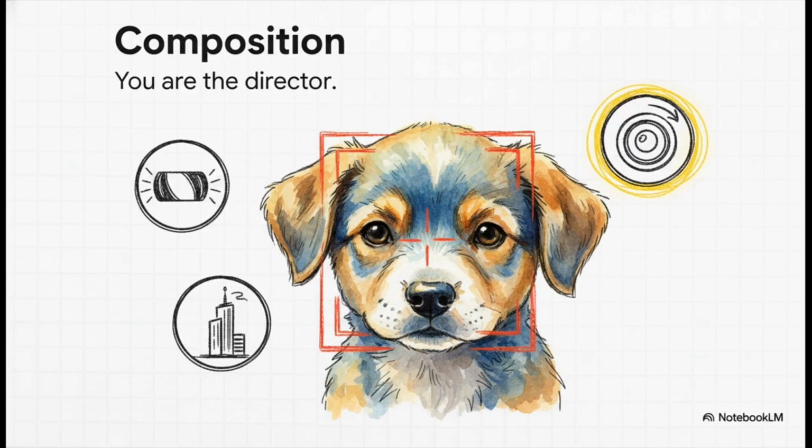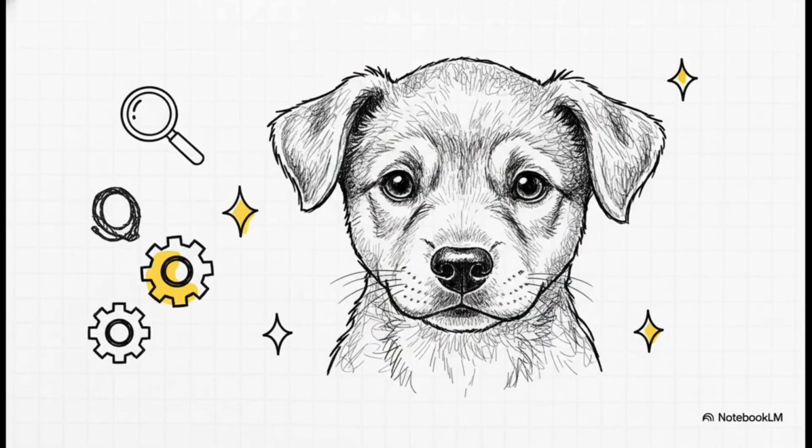So if we add close-up portrait, all the focus is now right on our puppy's face. But you could ask for a wide landscape shot to see everything around him, or even a low-angle shot to make our little puppy look like a superhero. You're the director here. And last but not least, a little bit of polish.